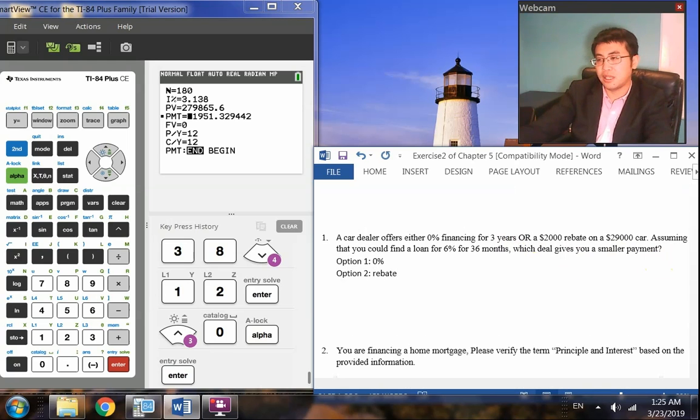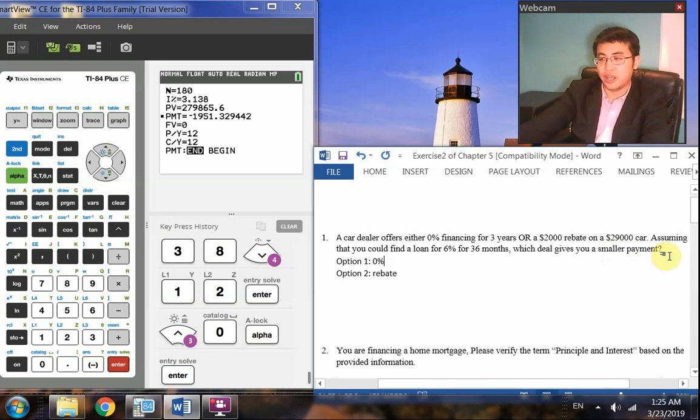And a rebate basically means an instant markdown of the price. So if they give you a $2,000 rebate, you buy the car, you pay the full price of $29,000, and then tomorrow they're going to mail you a check of $2,000. So effectively, you are paying $27,000 for the car. So that's $29,000 minus $2,000. All right, and you want to know which option is better, and the better option will require a smaller monthly payment.